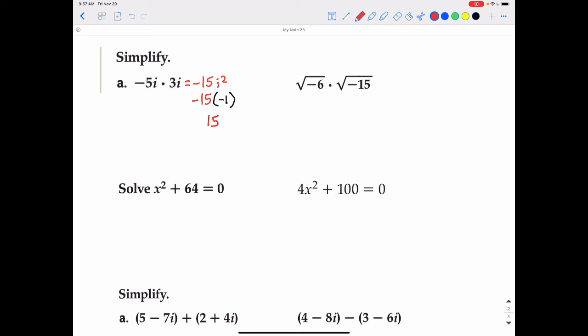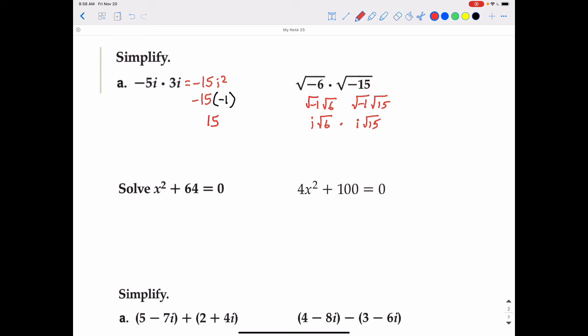On the next problem, we have -square root of 6 times -square root of 15. They have not been simplified yet, so I need to simplify those by rewriting each one of those as the square root of -1, need to put the negative on the inside, times the square root of +6. And that would be i square root of 6. And then do the same with negative 15. So that's the square root of negative 1 times the square root of positive 15, or just i square root of positive 15.